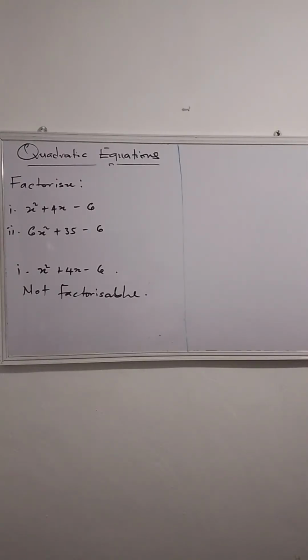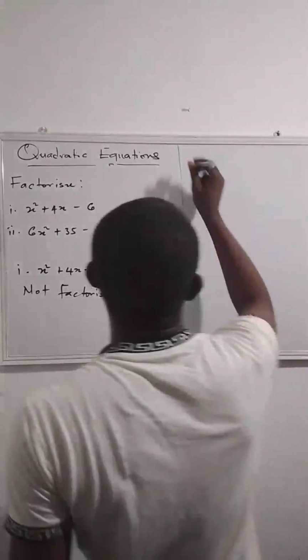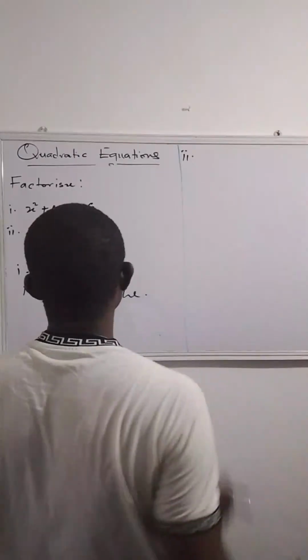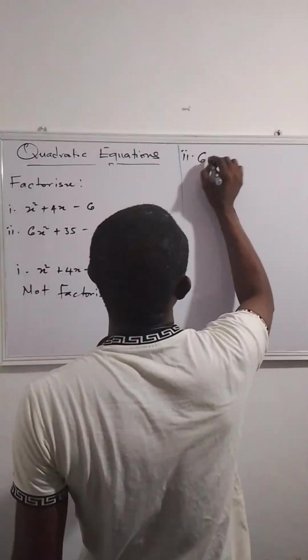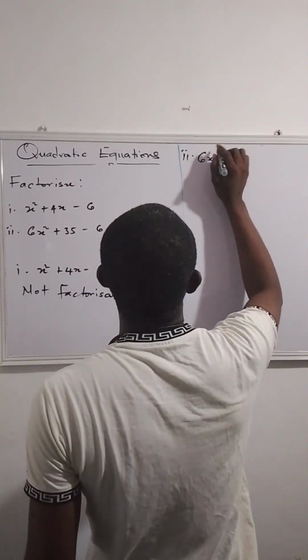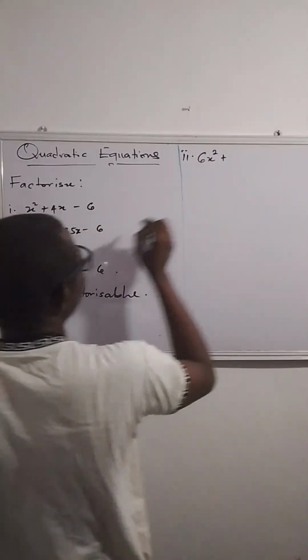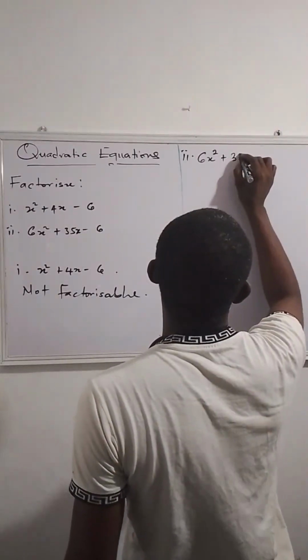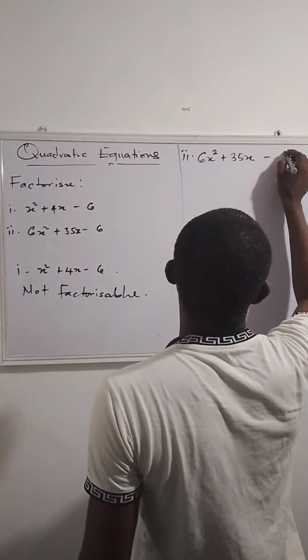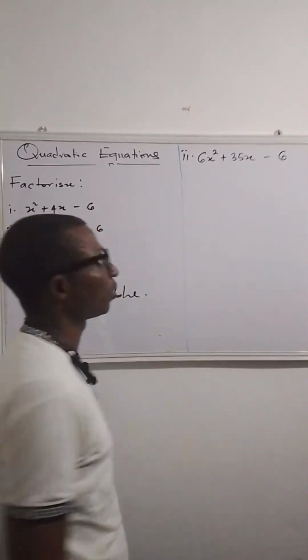All right, so now let's just go ahead and solve the problem. And now let's look at the second one. All right, so we have 6x squared plus 35x minus 6. So you have to factorize this.